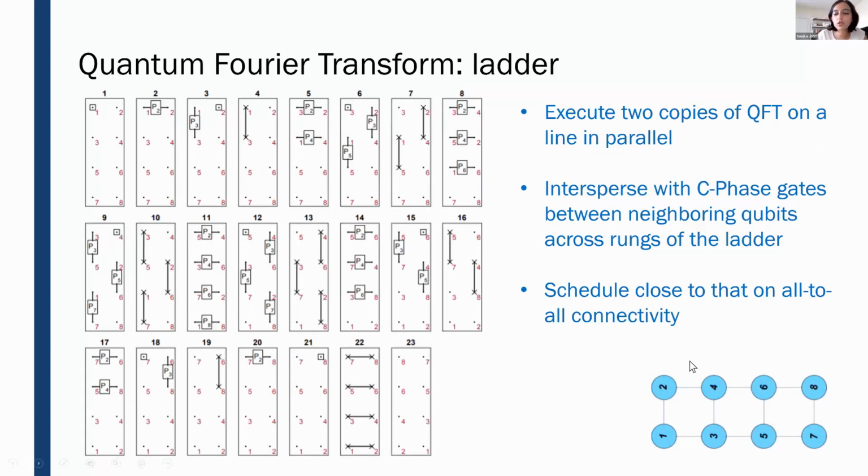And then, moving on to executing this quantum Fourier transform on a ladder, basically what we decided to do here was execute 2 copies of the QFT on these lines in parallel, and we interspersed it with these control RZ gates between the rungs of the ladder. And again, we got a schedule that was very close to the one with all-to-all connectivity, even with this limited connectivity device. Right? Any questions here?